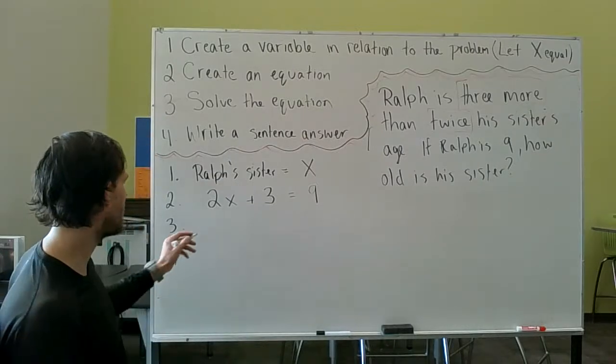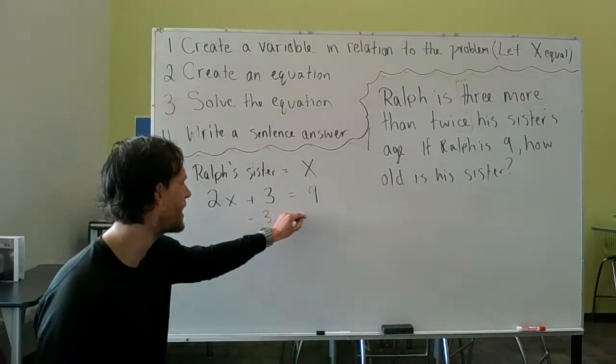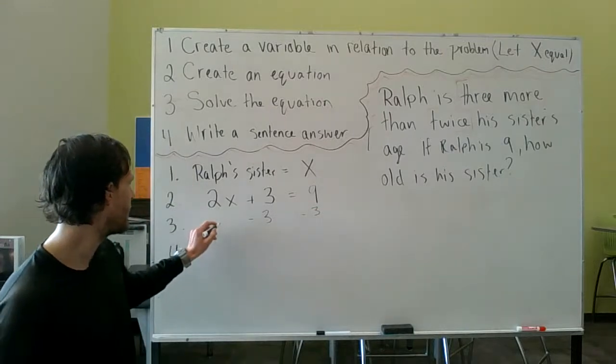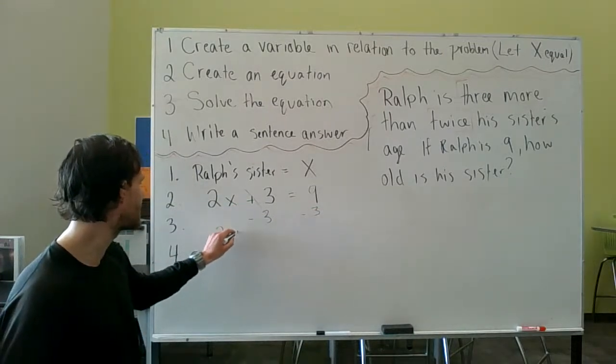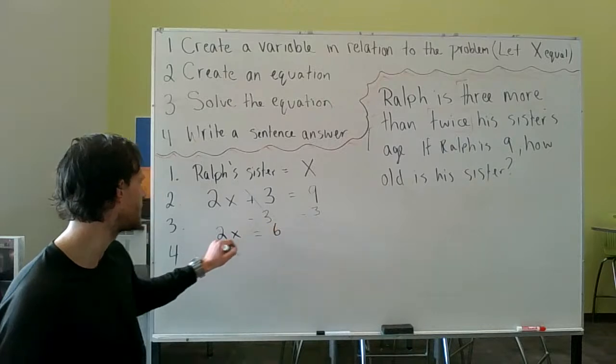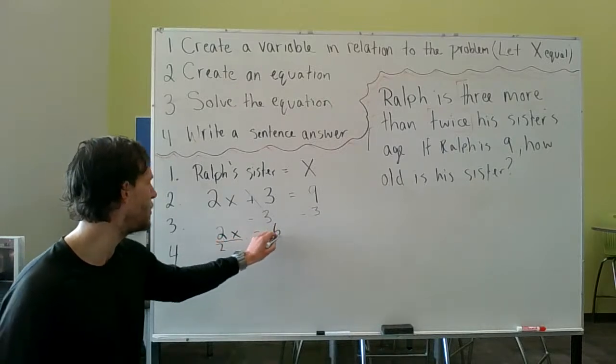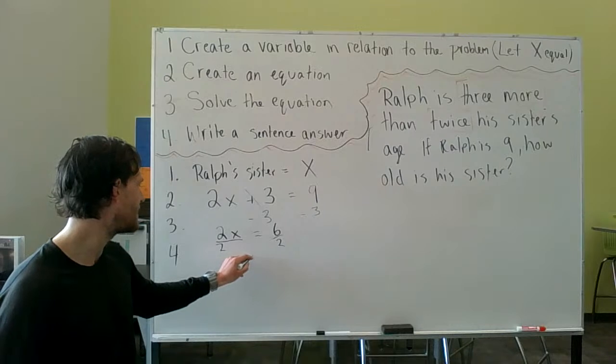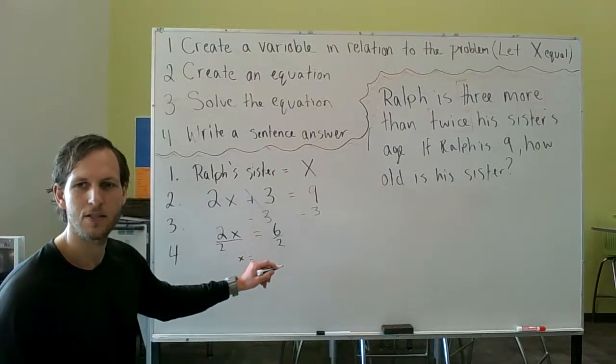Okay, then we need to solve it. So we're going to subtract 3 from both sides. And we're going to be left with 2x is equal to 6. Divide each side by 2. And x is equal to 6 divided by 2, which is 3.